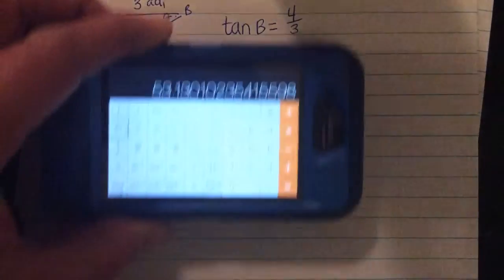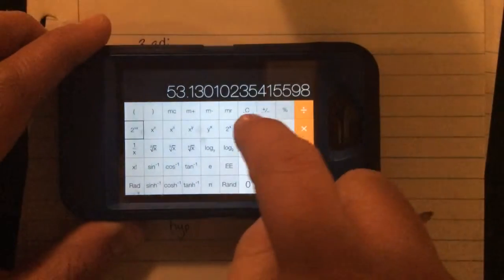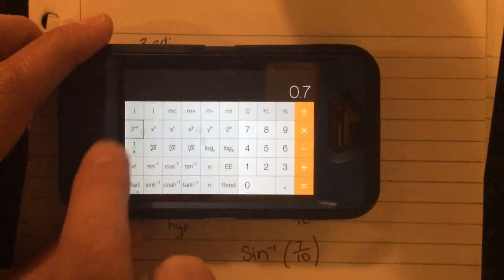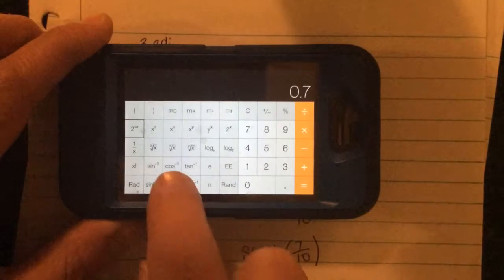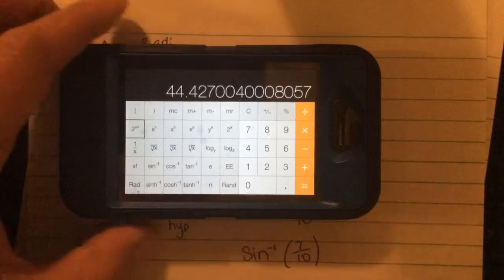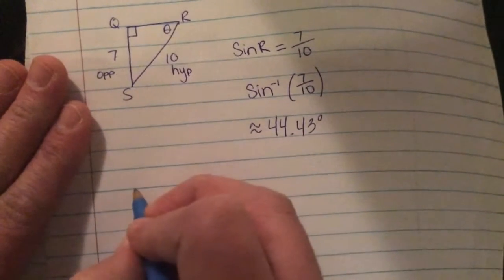Again, I'm going to come back to my calculator. I'm going to type 7 divided by 10 first. And then I already have that second button pushed, and I want to use inverse sine this time. So my angle this time is 44.43 degrees. Let's look at a third example.